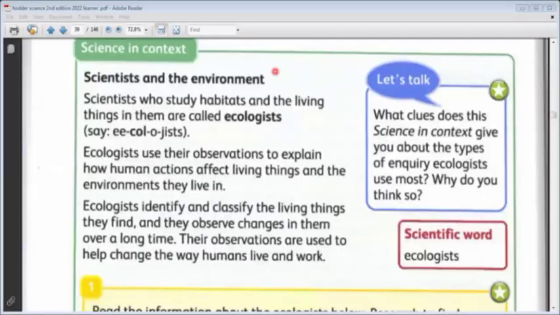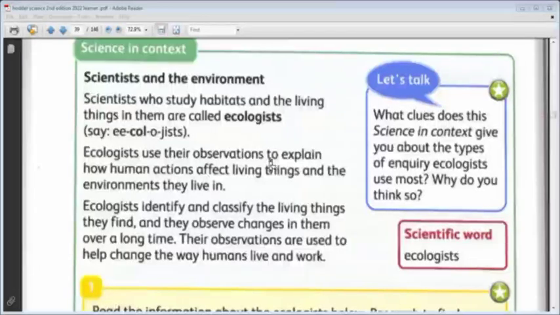Are you with me, Sabah? Yes, I'm with you. Do you understand this part well? Yes. It's okay. Good. This is the role of the ecologists. They try to take care of the environment and the living things in the environment.